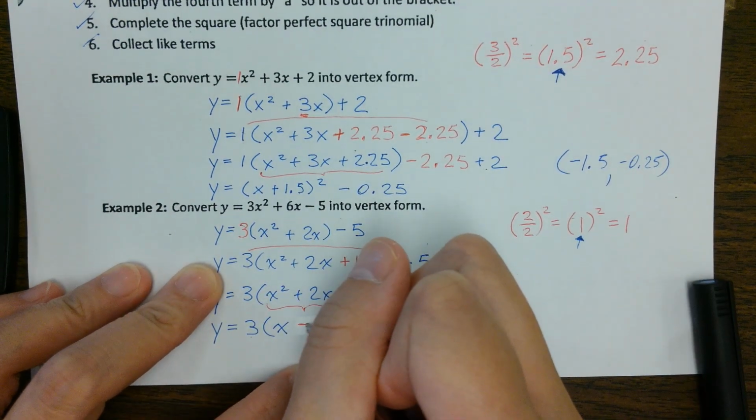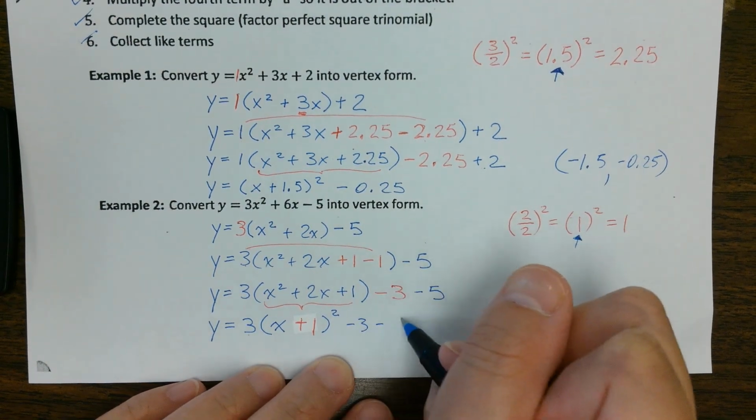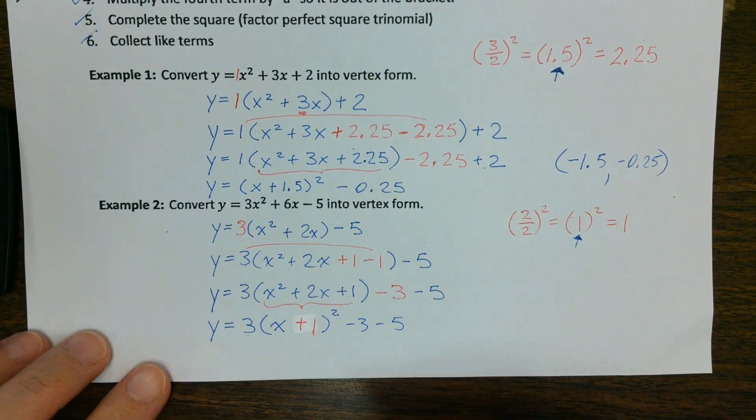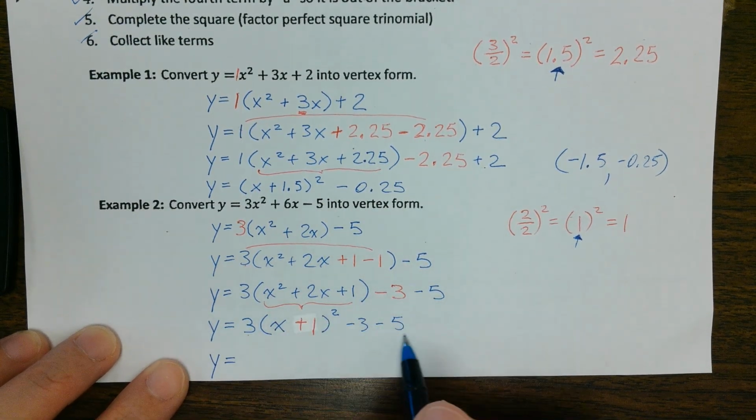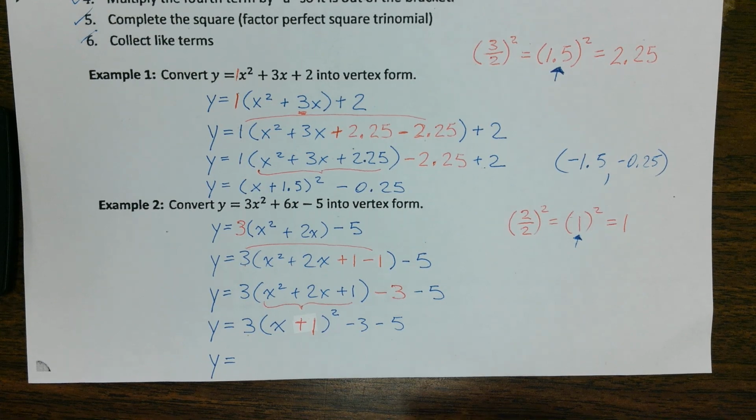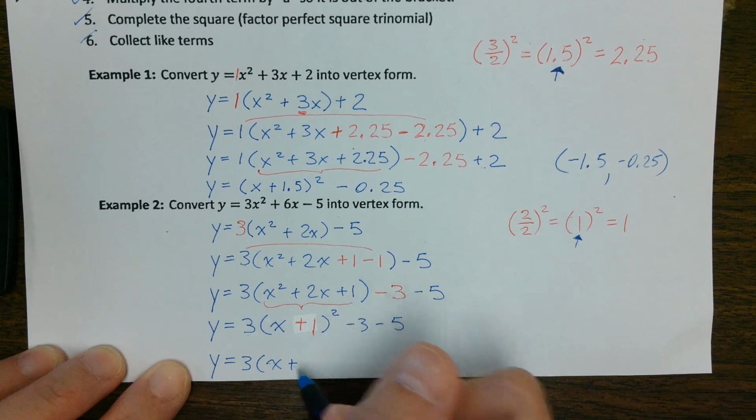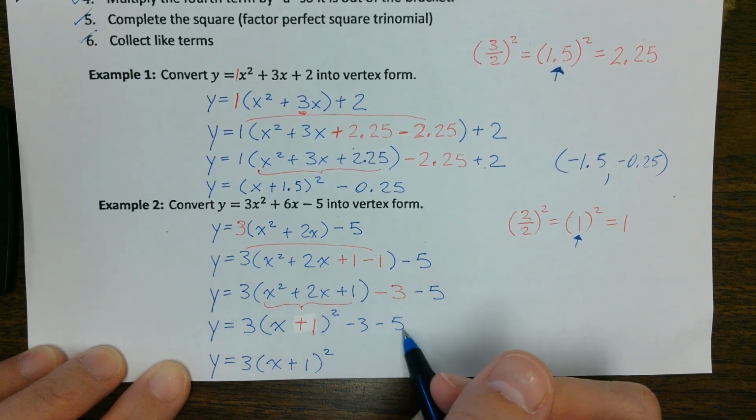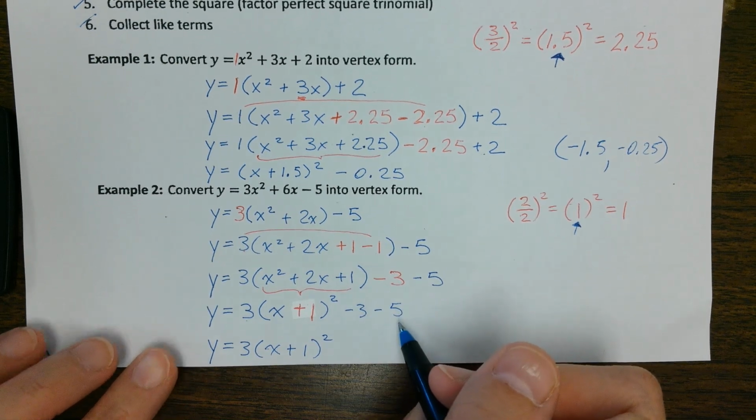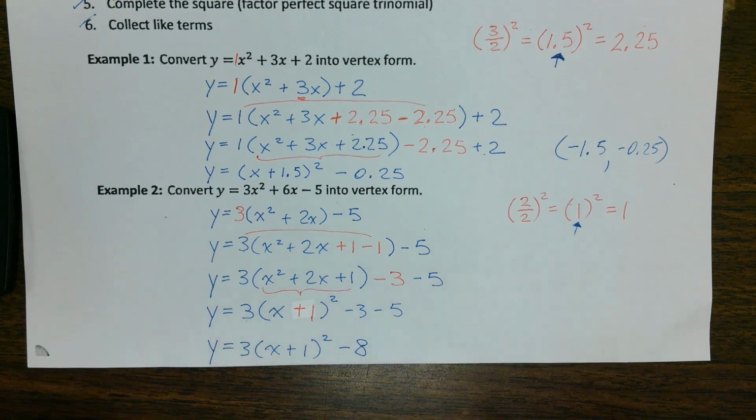Plus 1. Okay, minus 3, minus 5. And then finally, my last step, Miriam? Add like terms. Yeah, so add the like terms. So in this case, it's just a negative 3 minus 5, which gives me minus 8. Yeah. There you go, vertex form.